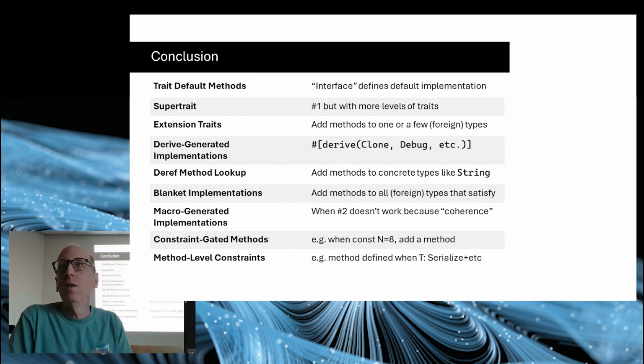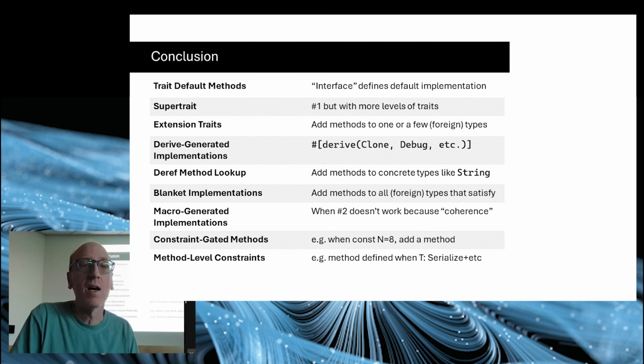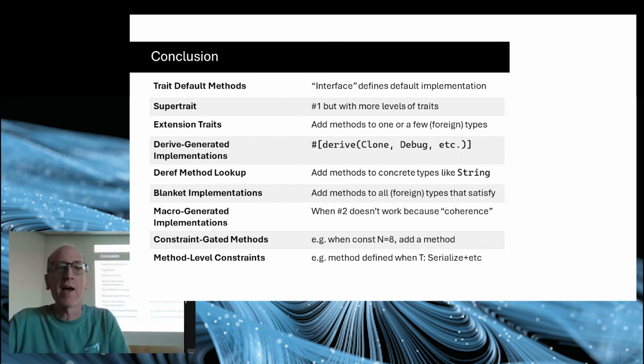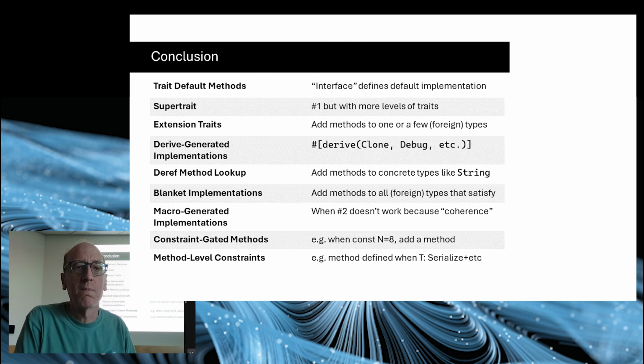Okay, so this is the final slide. Let's just review what we saw. We saw we could have traits with default methods. We can add multiple levels of traits, like super traits, which let us have our servo player that could act like a servo. We can have extension traits, which are really just traits that let us add methods to foreign types. When they're common things like clone and debug, there's a nice pre-built macros for us.